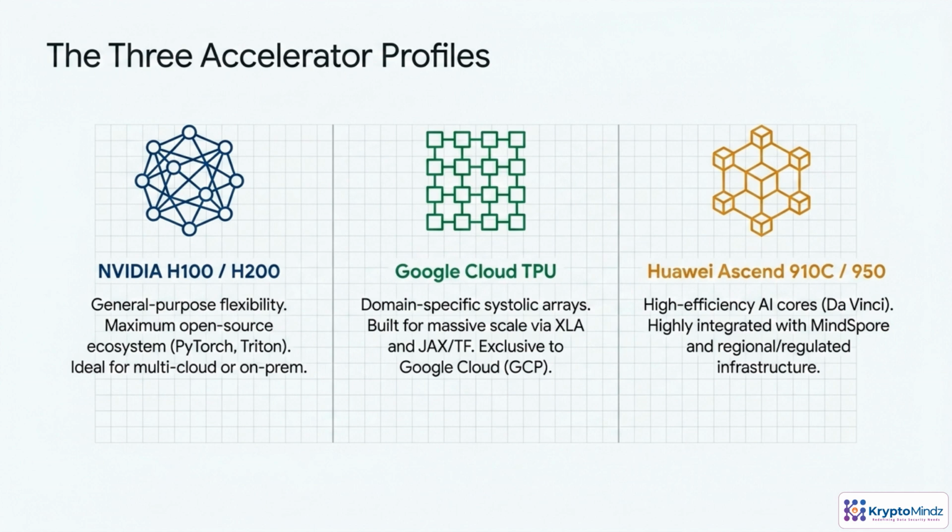Google Cloud TPUs are specialists. They're tightly optimized for large, dense tensor workloads compiled with XLA, and they really shine when you're all in on TensorFlow or JAX at massive scale. But they live only inside Google Cloud. Huawei Ascend focuses on efficient AI cores with deep MindSpore integration and strong regional deployment options, especially where local infrastructure or regulation favors that ecosystem.